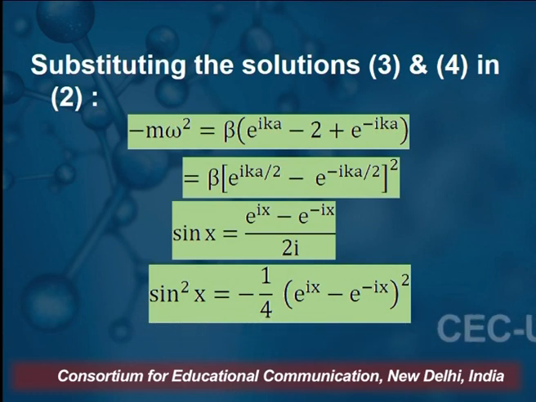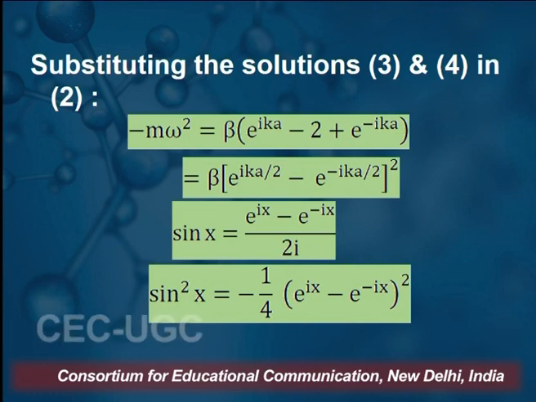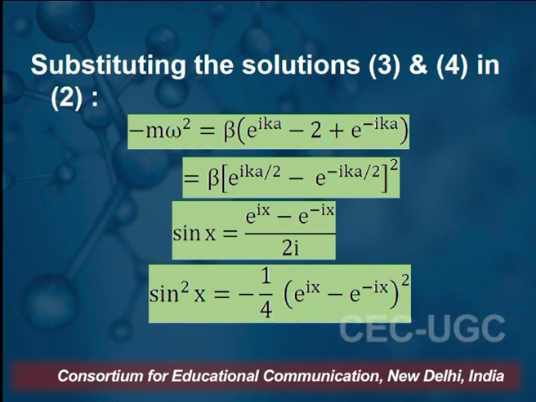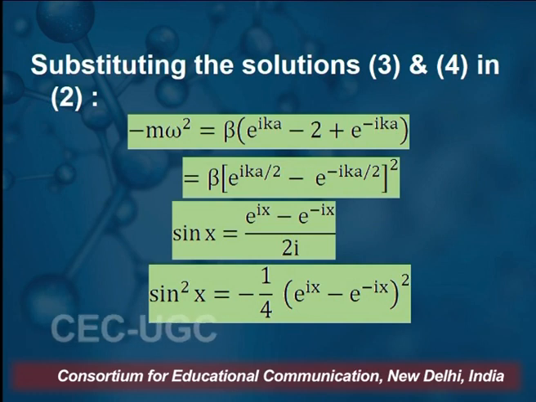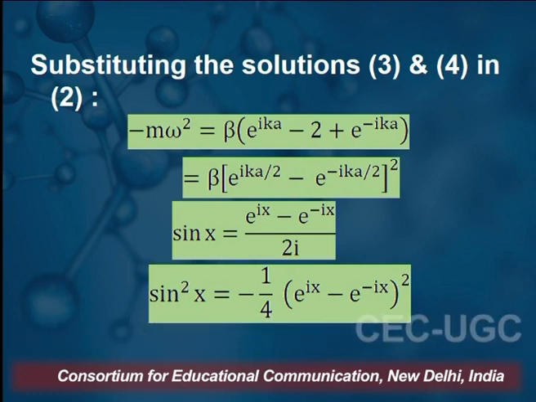I can write it as e to the power of i k a by 2 minus e to the power of minus i k a by 2, whole square. So this equation reduces to: minus m omega square becomes beta times e to the power of i k a by 2 minus e to the power of minus i k a by 2, whole square.